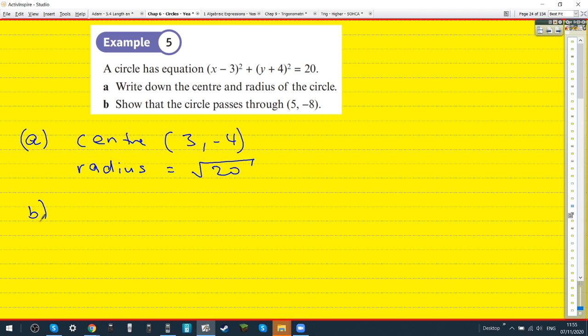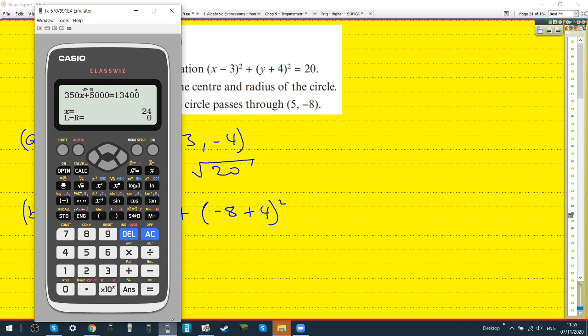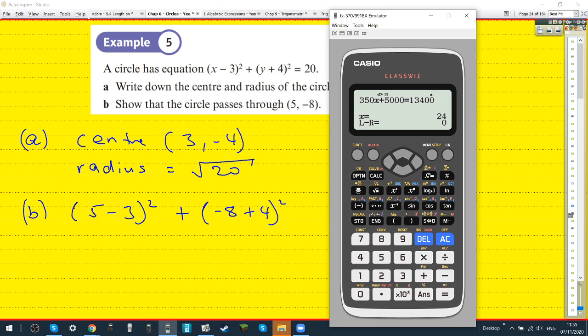B. So for this, to work this out, would you need to substitute 5 and minus 8 into x minus 3 squared plus y plus 4 squared? So it'd be brackets 5 minus 3 squared plus brackets minus 8 plus 4 close bracket squared equals 20. Well, don't write equals 20. Just work it out.